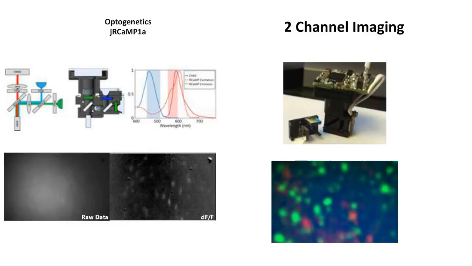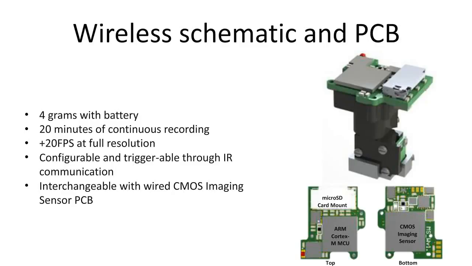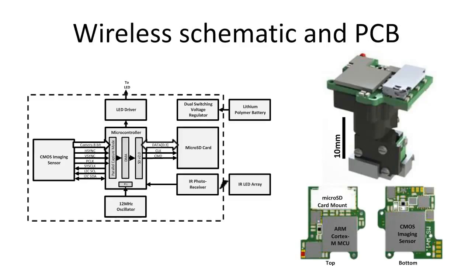And so we'd like to be able to image the JR Camp 1A at the same time as we excite channel rhodopsin and be able to see how this excitation of whatever cells are expressing channel rhodopsin alters the activity of these cells. So this is something we're currently designing and building. We know that the JR Camp 1A works fine.